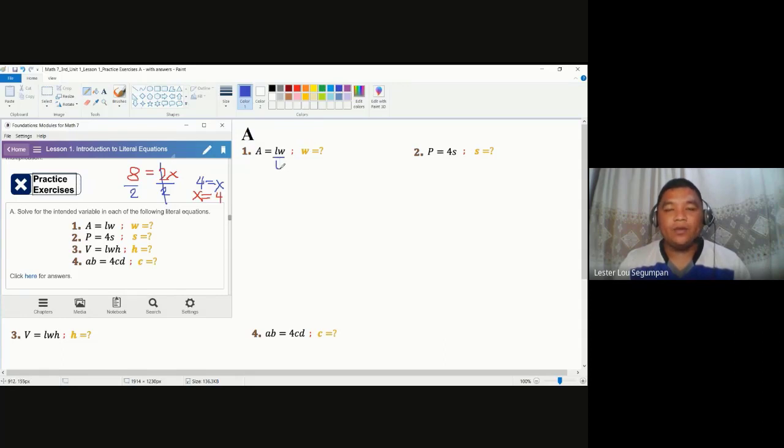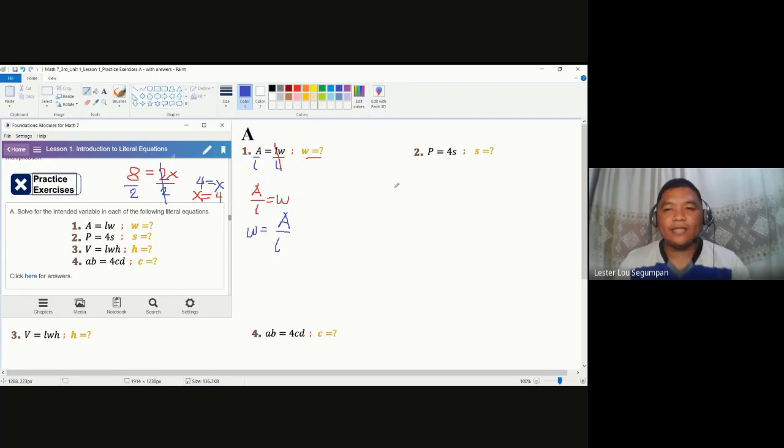by L. We are going to divide both sides by L so that we could actually cancel this out, and what remains here is actually the W, the item we're looking for. Again, divide both sides by L. So our next expression here is we have A over L is equal to W. And again, we could apply the symmetric property to say that W is equal to the quotient of A and L.